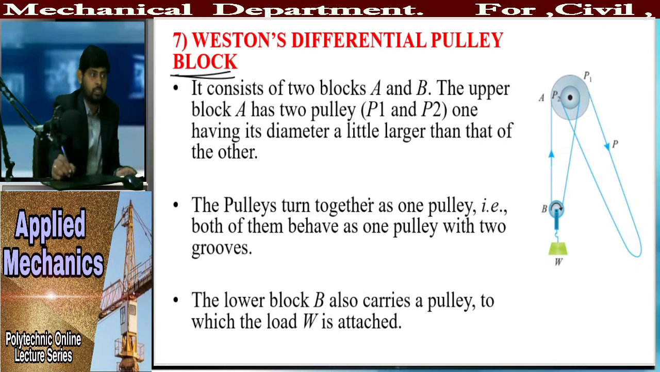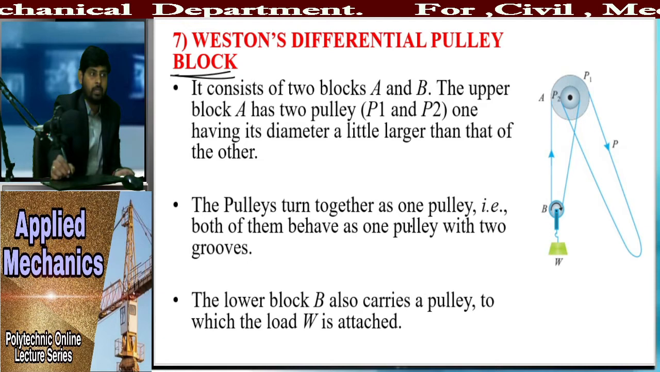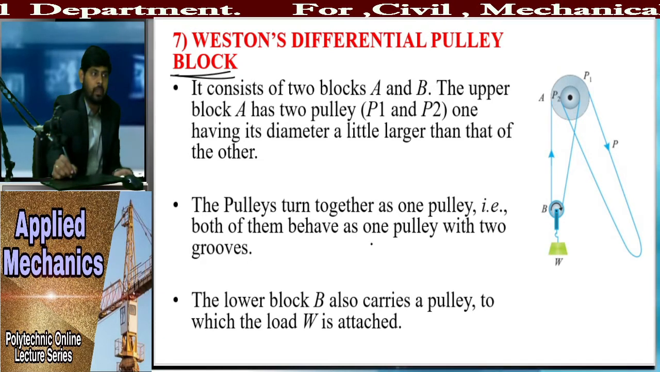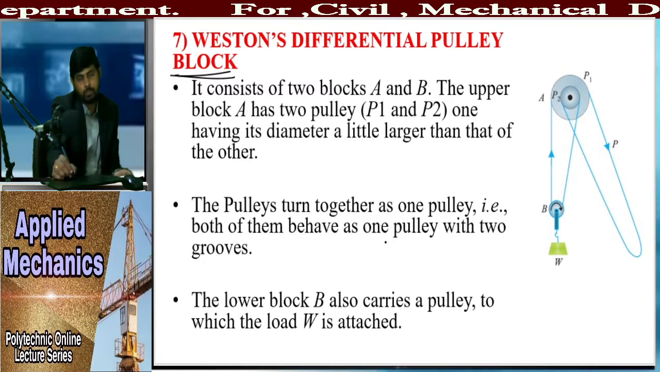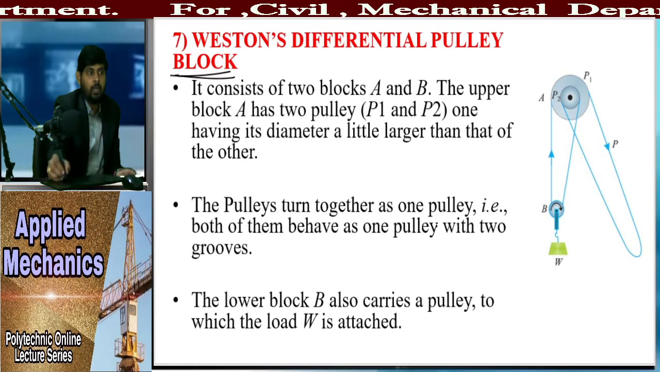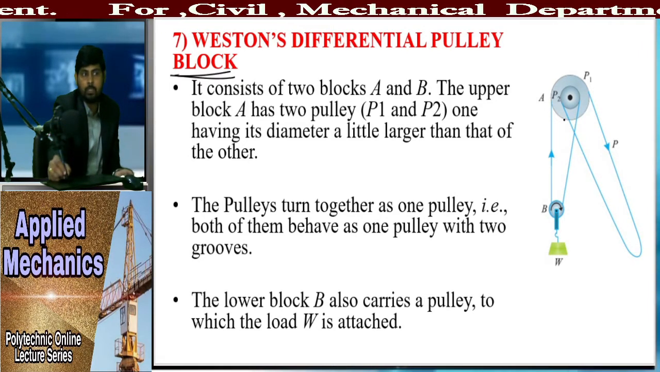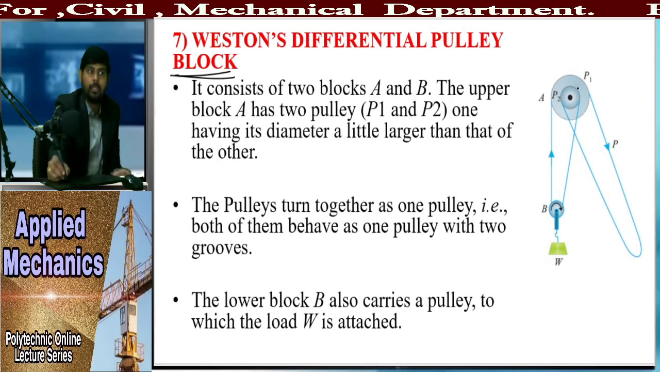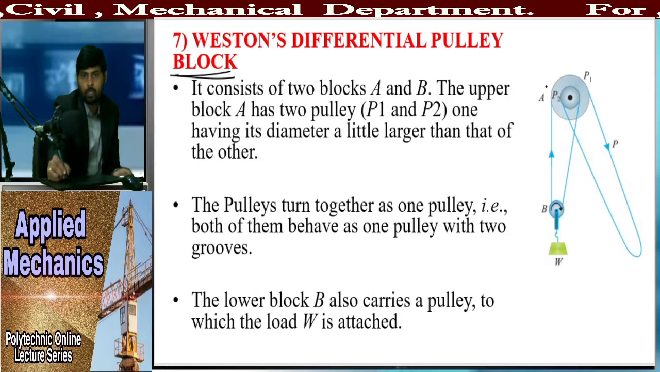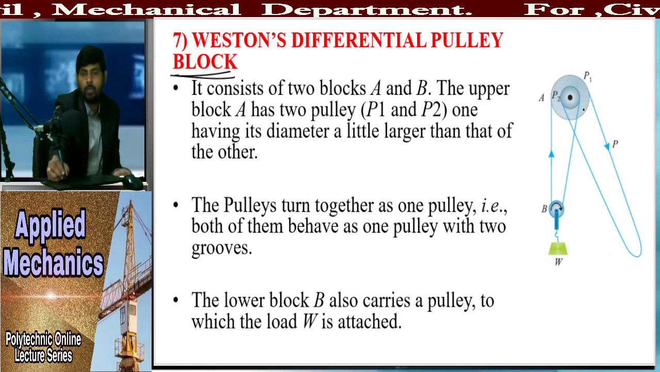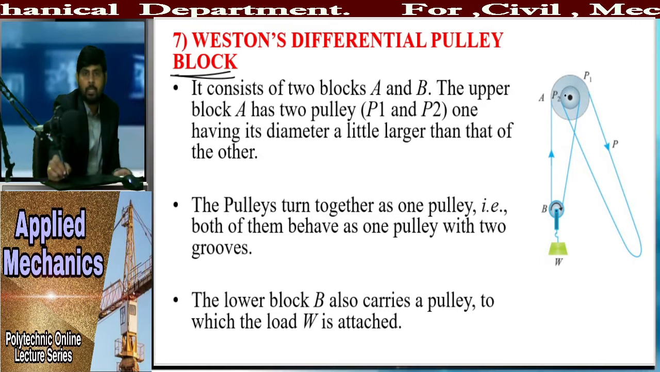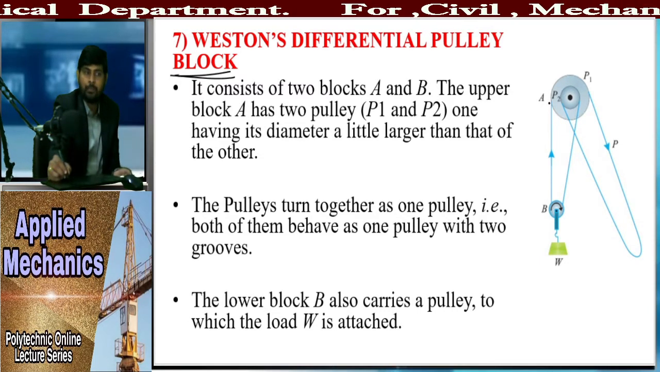Now you can see here the pulley turns together as one pulley, that is both of them behave as one pulley with two grooves. Now see here, त्या दोन्ही पुली एक दुसऱ्यांना माउंटेड आहेत म्हणजे सेम आहे. बरोबर. जर एक पुली जर मी फिरवली तर ऑटोमॅटिकली दुसरी पण काय होणार, रोटेट होणार. जर मी P1 ला रोटेट केलं तर ऑटोमॅटिकली P2 काय होणार, रोटेट होणार. कारण दोन्ही एकाच ला फिक्स आहे, माउंटेड केलेले आहे.